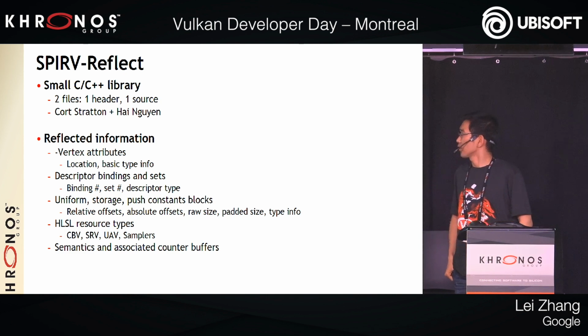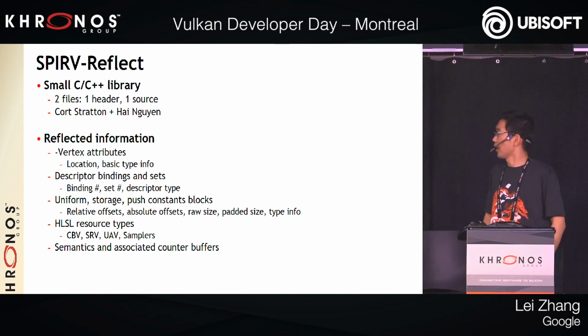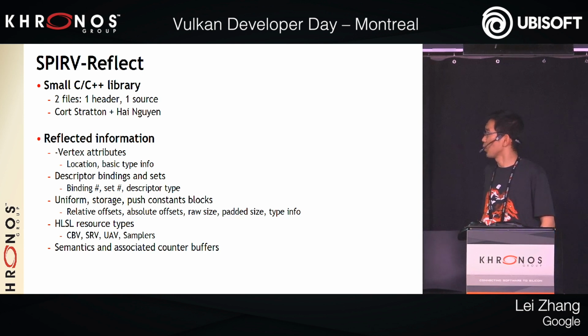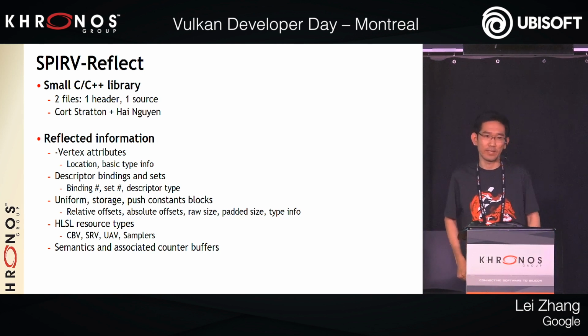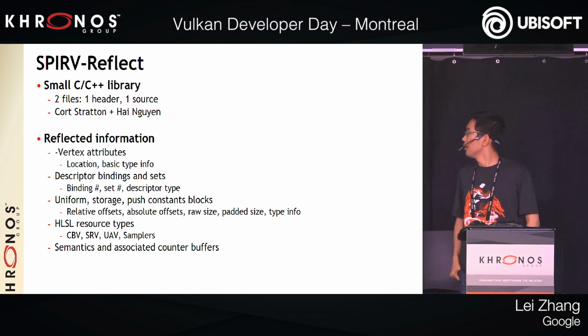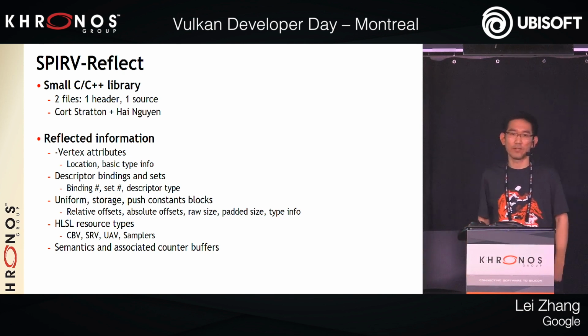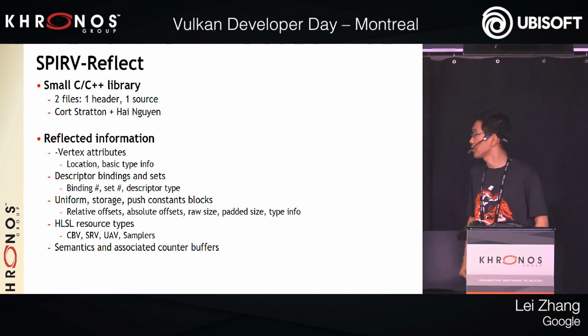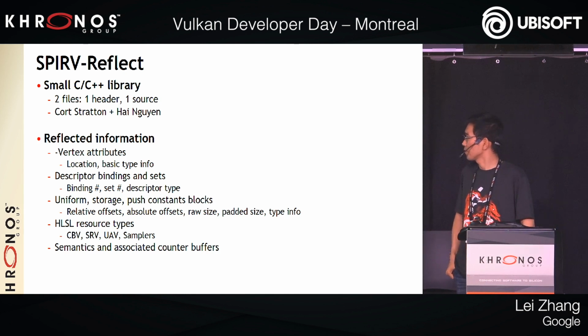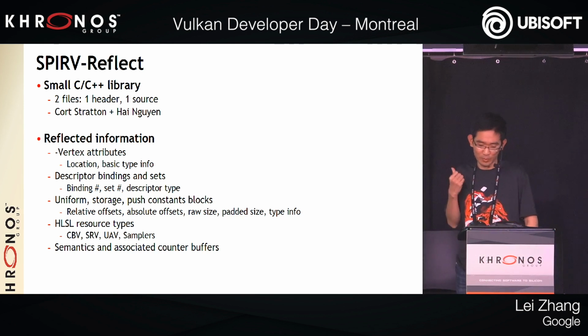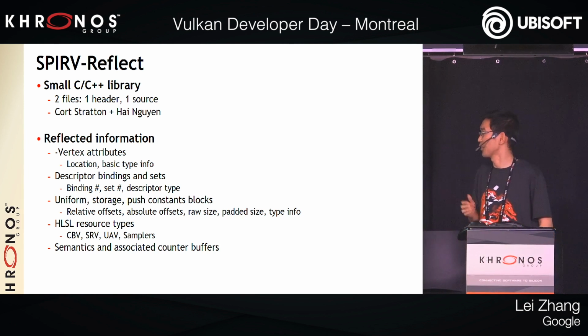In the toolchain, another tool that you may want is SPIRV-Reflect. It is a small C++ library that was developed by Hai Nguyen. It contains only one header and one source. By using this tool, you can reflect lots of information from the SPIR-V very easily, like vertex attributes, descriptor binding sets, and so on. Ask Kai about this awesome tool. He's going to talk about, although not this tool, in a minute.